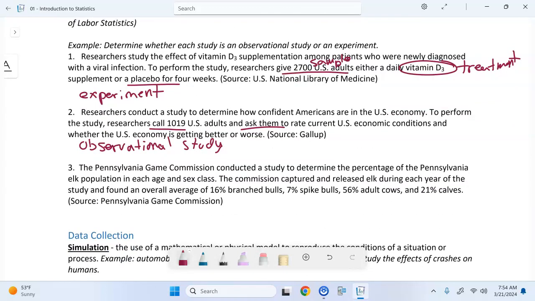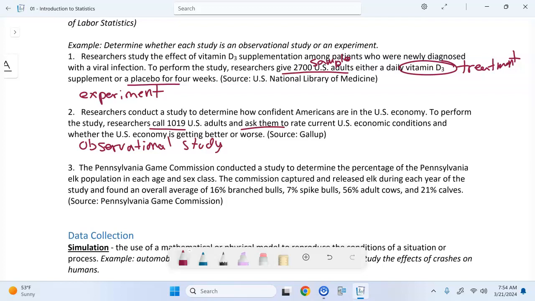Pennsylvania Game Commission conducted a study to determine the percentage of Pennsylvania elk population in each age and sex class. The commission captured and released elk during each year of the study and found an overall average of 16% branch bulls, 7% spike bulls, 56% cows, and 21% calves. Observational study or experiment?